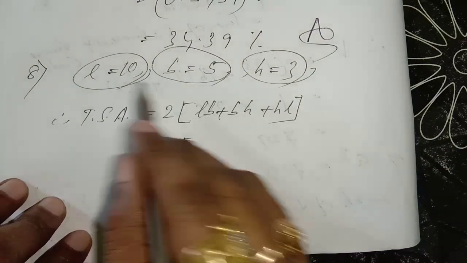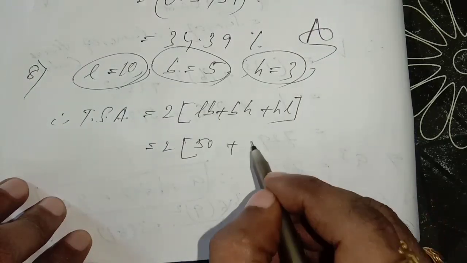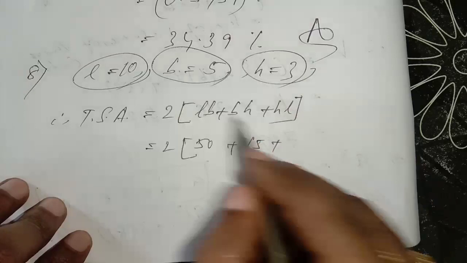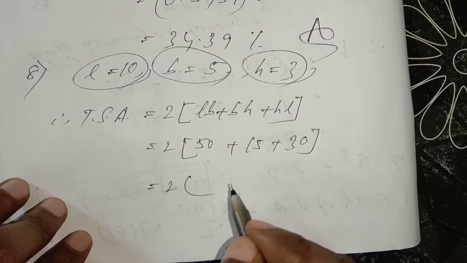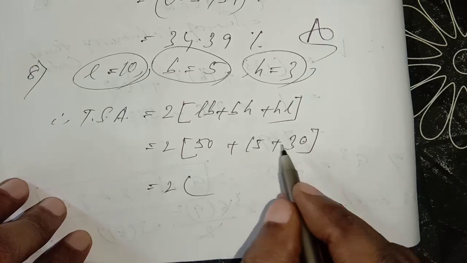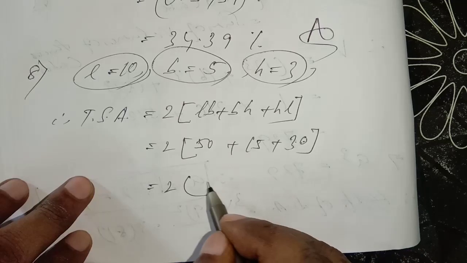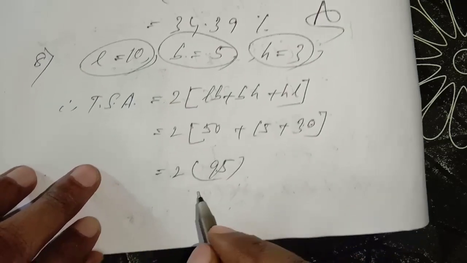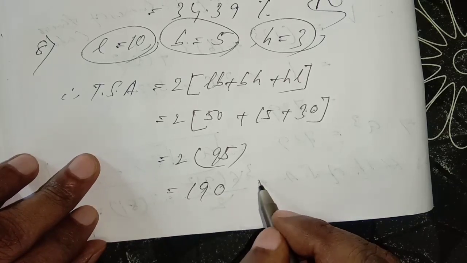If you know the formula and if you know the tricks, then it will be easier to solve. Just L into B, how much will it be? 50. B into H, that will be 15. H into L, that is 30. Just add, this will be 2 into, this is coming how much? 50 plus 30 is 80, plus 15 is 95. 95 into 2, how much will it be? 2 fives are 10, 190 centimeters square.